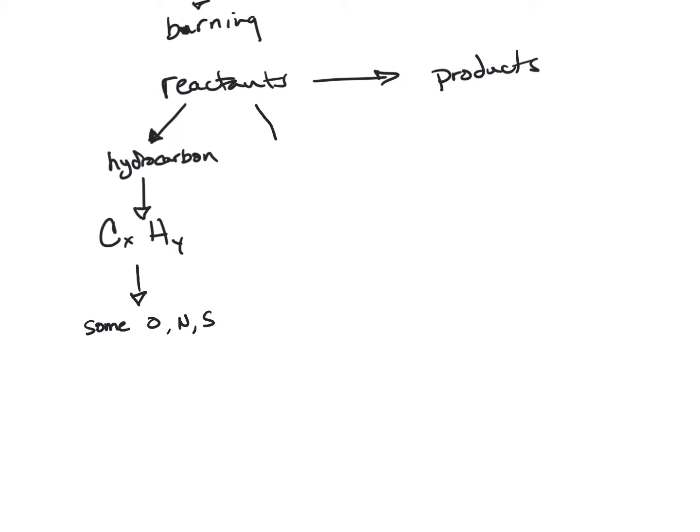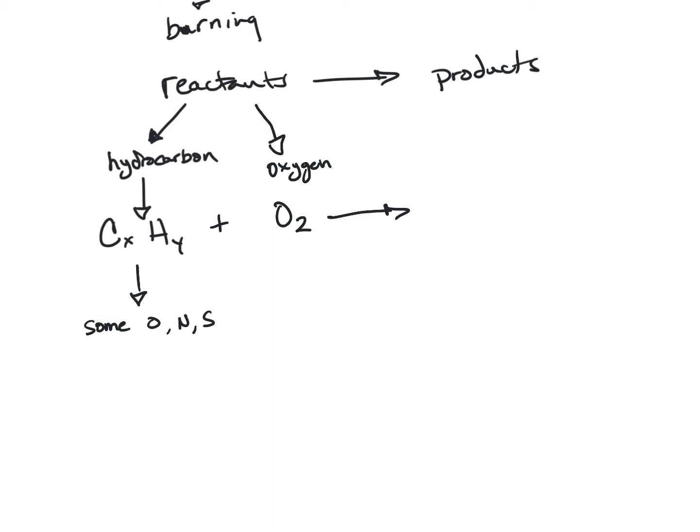Another reactant is going to be oxygen. We need oxygen in order to have something to burn. Oxygen has the formula O2, diatomic oxygen, two oxygens together. So we have a hydrocarbon reacting with oxygen. We give it a little bit of heat to get the reaction going, and we break some bonds in the hydrocarbon, break some bonds in the oxygen, and then reform those bonds to form products.